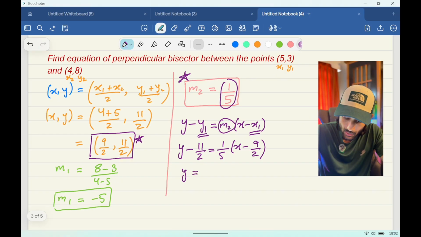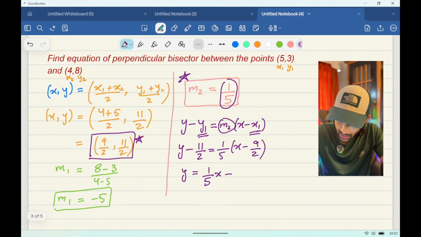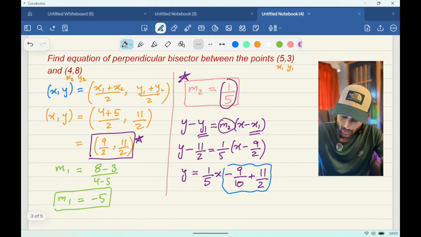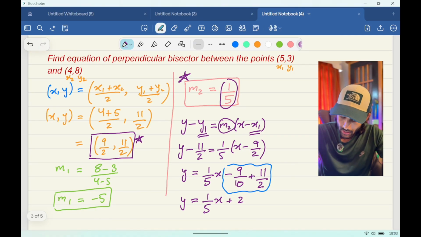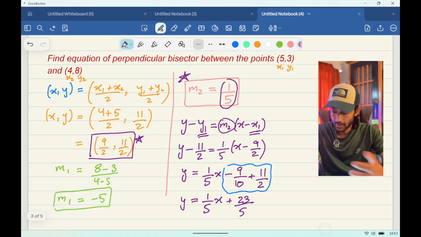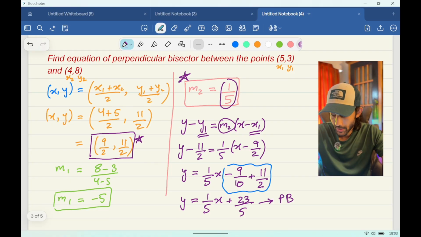So y is equal to 1 over 5x minus 9 over 10, if you do it the easy way. If you take this thing to the right hand side, it will be positive 11 over 2. Now if you solve this, you will get y is equal to 1 over 5x plus 23 over 5. So this is my equation of the perpendicular bisector.